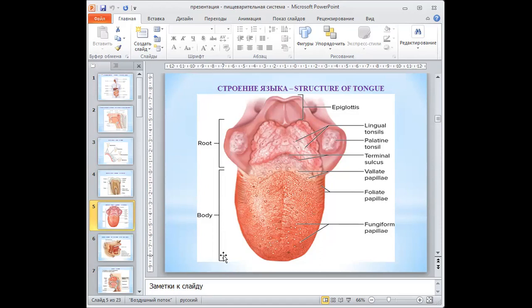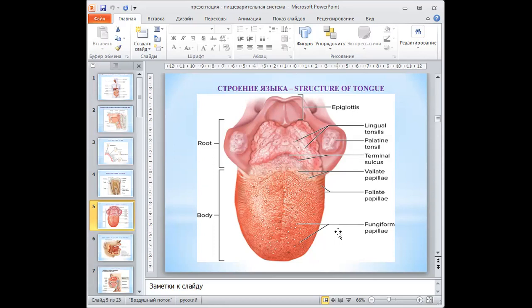The first one is the filiform papillae, which completely cover the tongue root. They don't contain taste buds and have an elongated shape. The foliate papillae are located on the sides and in the back of the tongue. They contain taste buds. The fungiform papillae are located in the middle part of the tongue and at the tip of the tongue. They look like red points and contain taste buds.